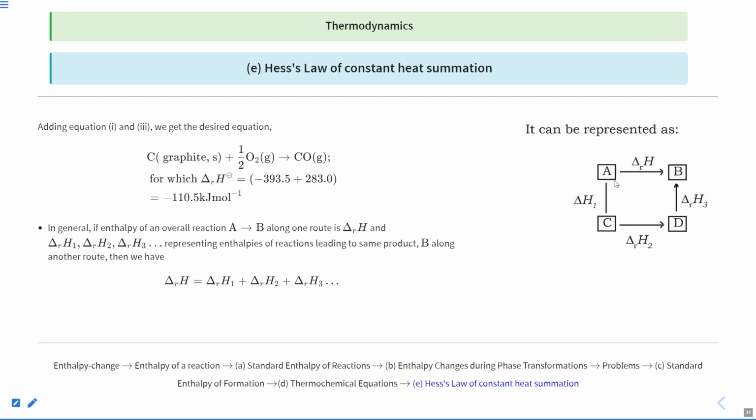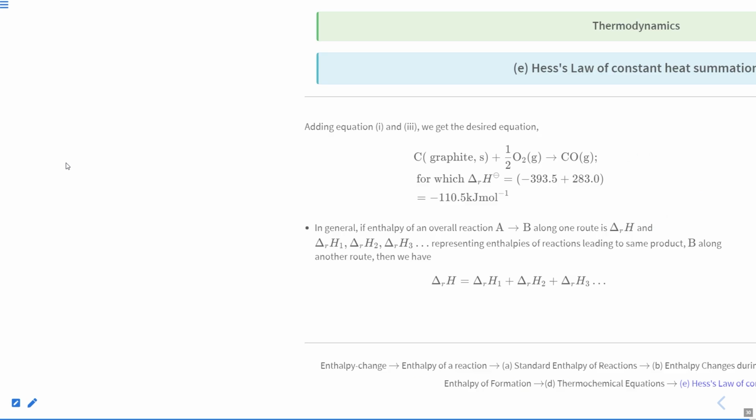So this is the schematic representation of that. Suppose you are going from A to B directly, so that is delta RH. Now suppose you are going from A to C, then C to D, then D to B. Suppose A to C is delta RH1, C to D is delta RH2, and D to B is delta RH3. If you want to calculate delta RH, you will simply add these three, and whatever the value is, that is the value for the overall reaction.